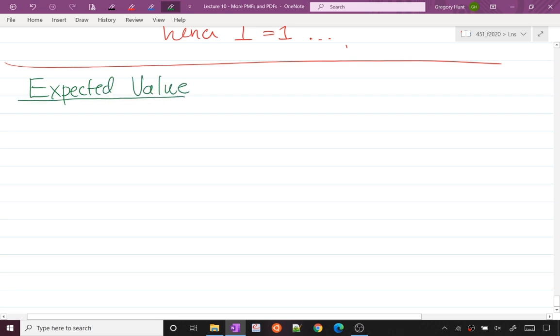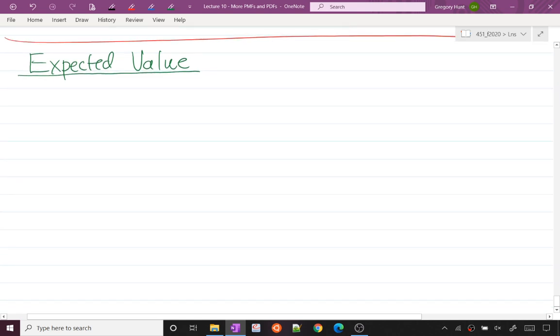Expected value. Incredibly important topic. So let's first give a definition of what the expected value is.